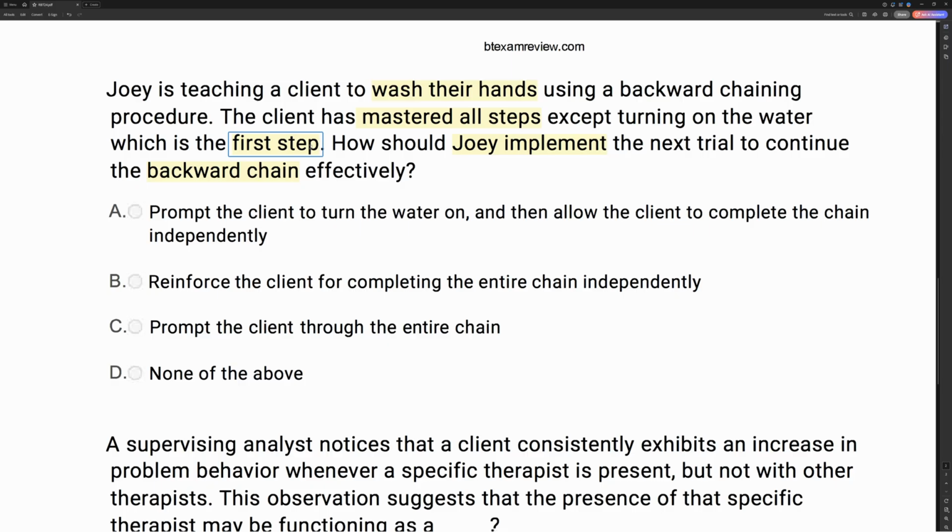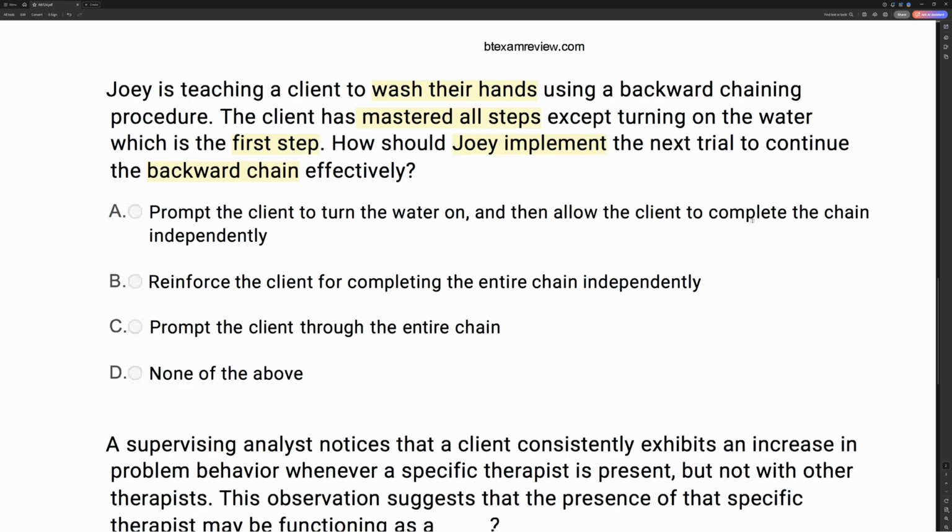That's how our chaining works, right? Whatever step we're on has to be done independently, along with the other steps that they've learned, and then we prompt through the rest. If we've already done all the other steps, then now this client has to do this first step independently. So how are we going to implement the next trial? A, prompt the client to turn the water on, and then allow the client to complete the chain independently.